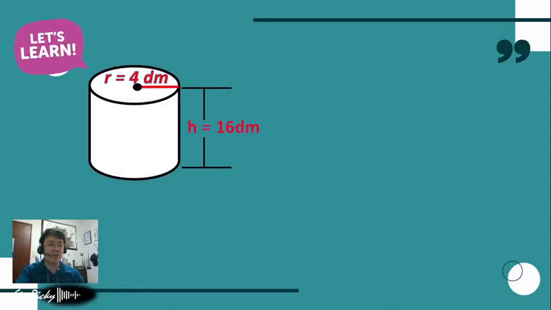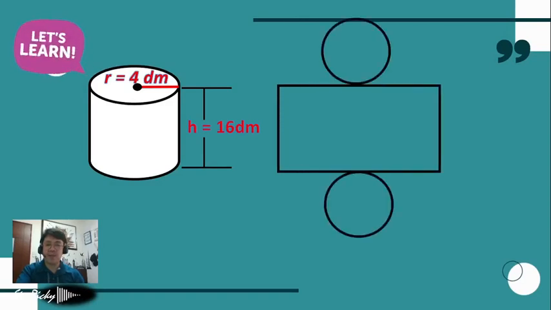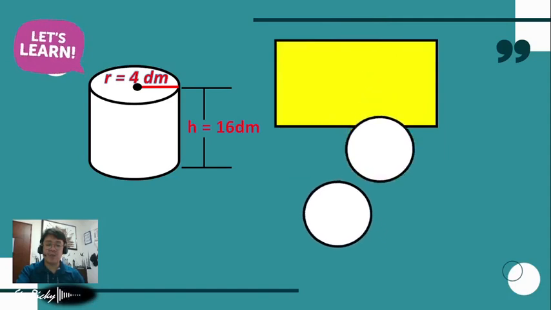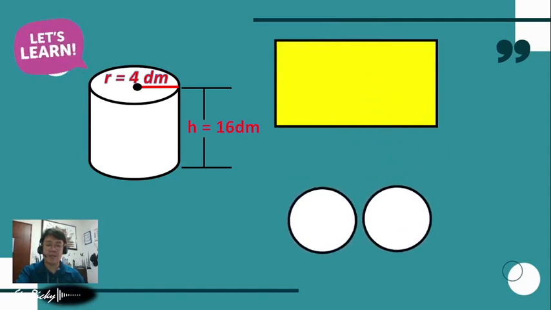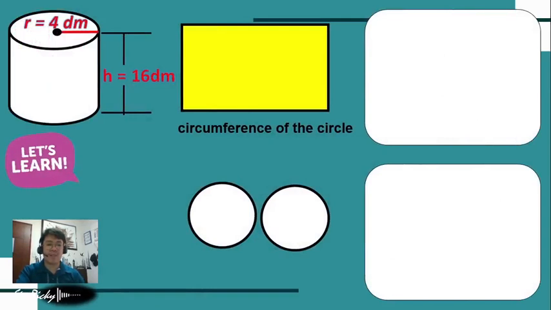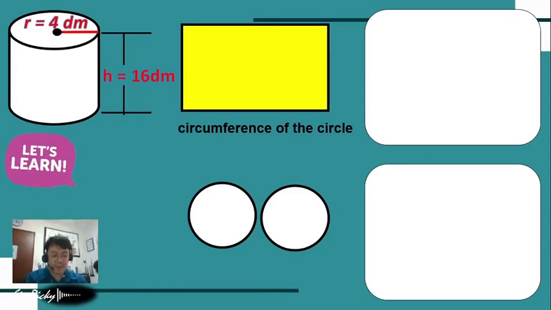Let's say that this cylinder's radius is equal to 4 decimeters and the height is equal to 16 decimeters. This will be the net. If we open up this solid figure, we can see that there is one rectangular face, wherein the length of this face is the circumference of the circle. Then these are the top and the bottom bases. To solve this, we can first solve the area of the lateral face. When we say area of the lateral face, one side is the circumference of the circle. How do we get the area of the lateral face?